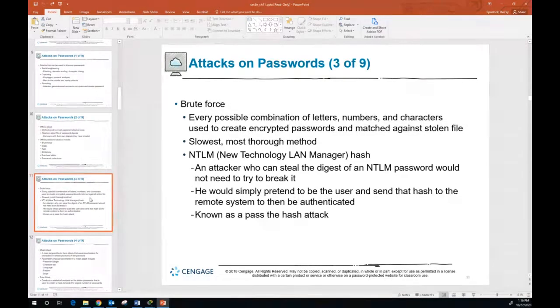Brute force is where they try every possible combination of letters, numbers, and characters that can be used to create encrypted passwords and match that against a stolen file. This is the slowest, most thorough method. We also have the New Technology LAN Manager hash, NTLM, where the attacker can steal the digest of the password and would not need to try to break it. He simply pretends to be the user and sends that hash to the remote system, which then authenticates it. This is known as a pass the hash attack.